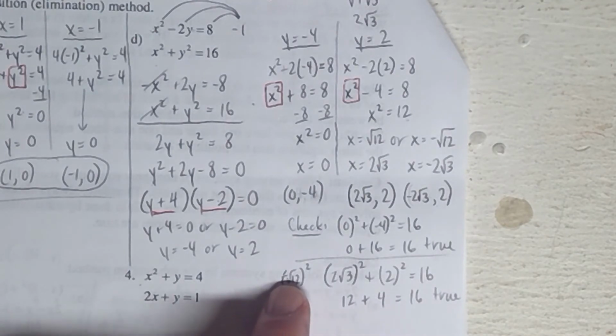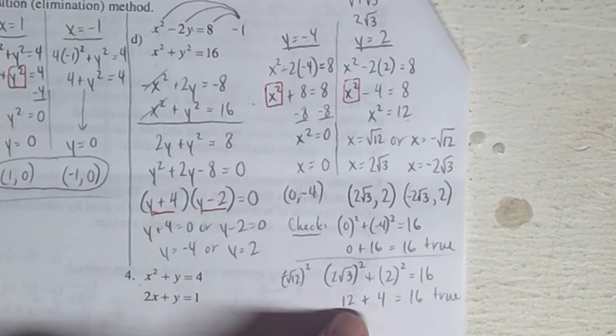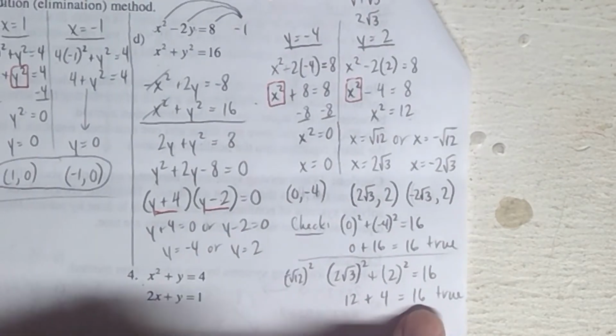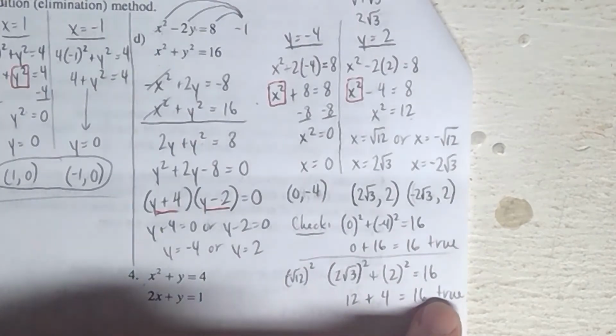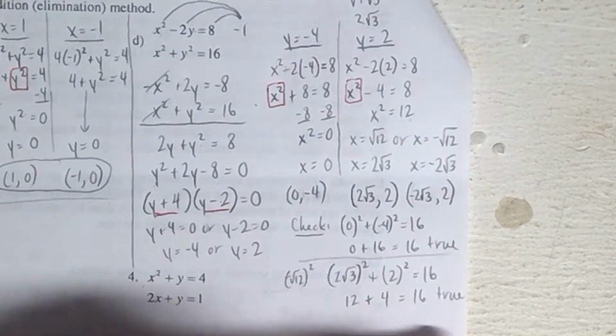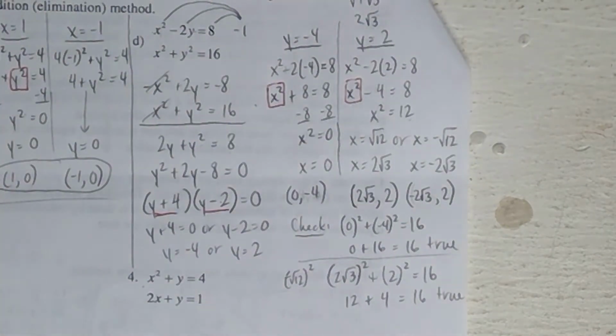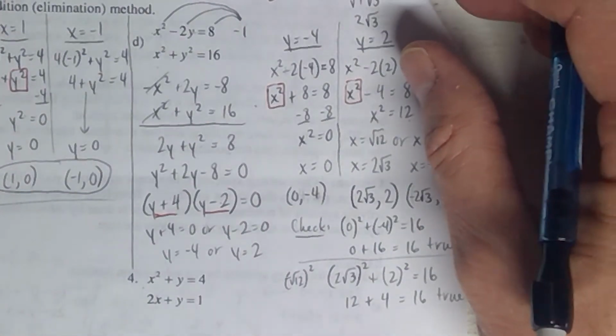And so the fact that you made this negative square root of 12, it's still going to end up being 12 when you square it. And so therefore, it's going to be the same equation, and therefore it's going to be true once again. So that is problem D right there.